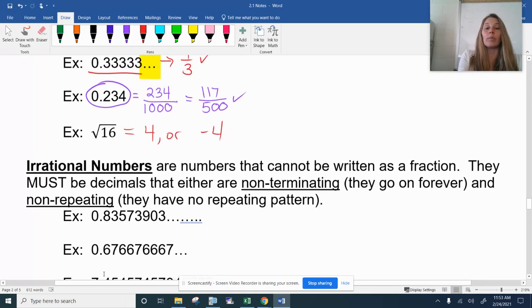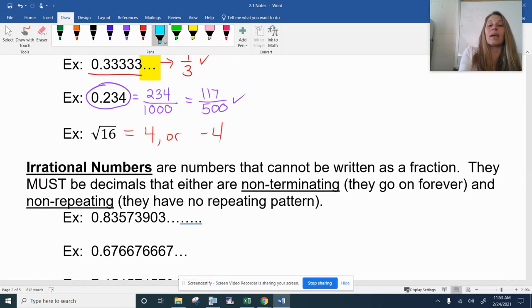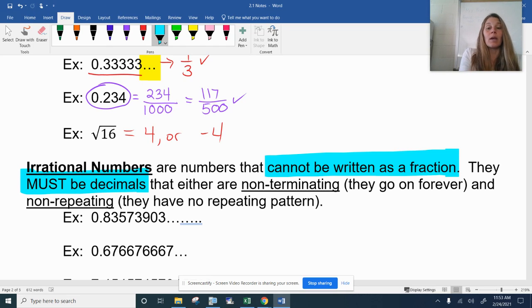Now, irrational numbers are numbers that cannot be written as a fraction. They must be decimals that are non-terminating, so that means they go on forever. That's what the dot, dot, dot is representing. And they're non-repeating, so there's no repeating pattern. When I say that, I mean it has to be the same thing being repeated over and over. If you change it slightly, it doesn't count.